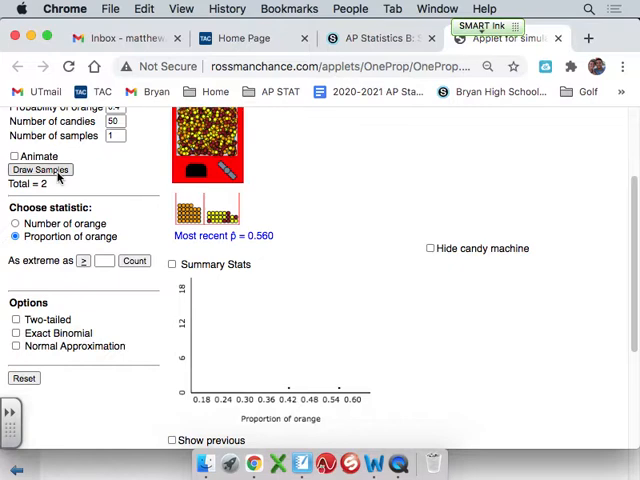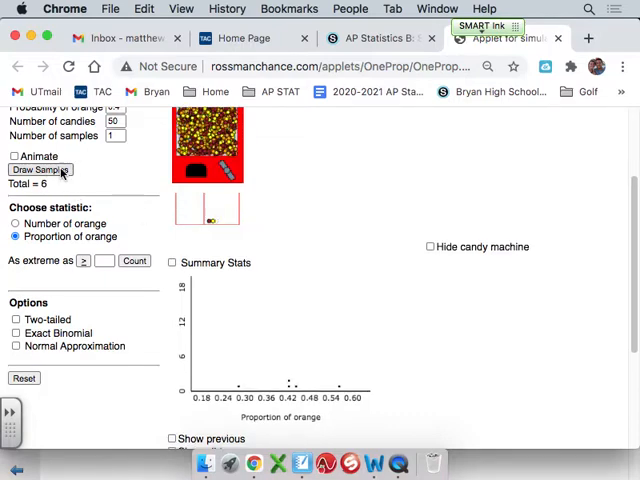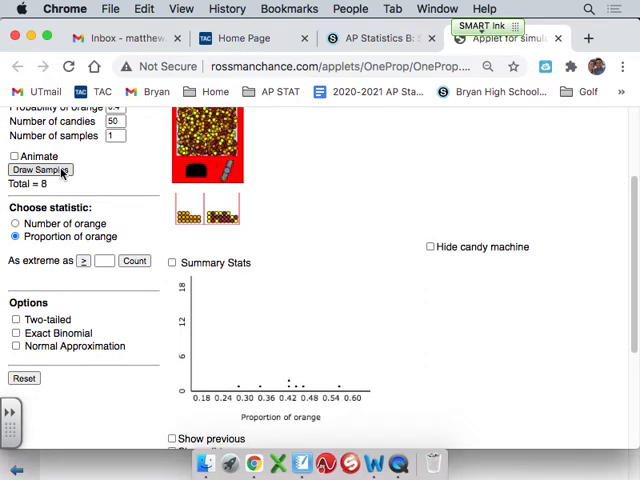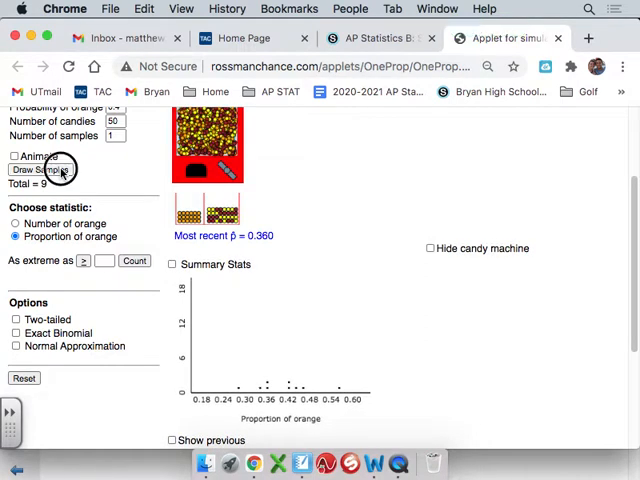Does that make sense? They put the things back in there and drew another 50. Okay, so they're going to draw another sample of 50 and they got 42%. Another sample of 50, 28% of them were orange. Another sample of 50, 44% of them were orange. Another sample of 50 and they got 46%. So they're going to do more and more and more.